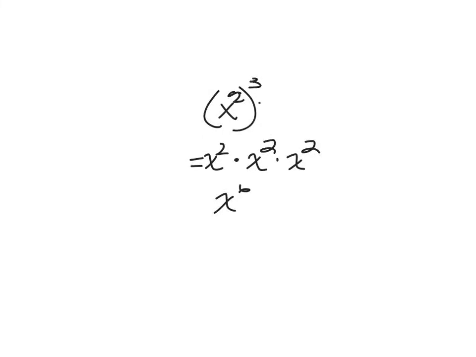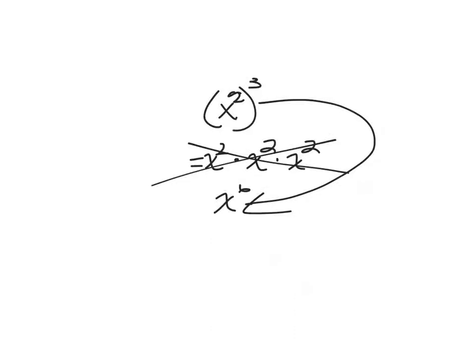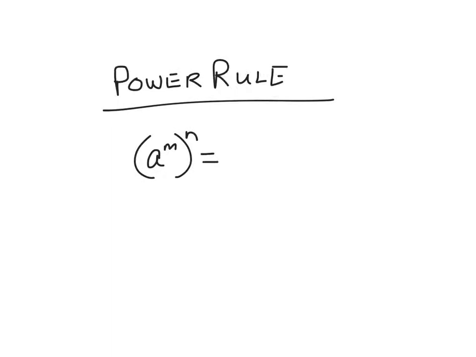And what we're trying to do is go from here to there and skip all this garbage. And do you see that we would indeed multiply the exponents? 2 times 3 gives us 6. So Aaliyah is right, and that's why she's right. Okay, so if I have a to the m, all raised to the n, that's equal to a to the m times n. That's the power rule.